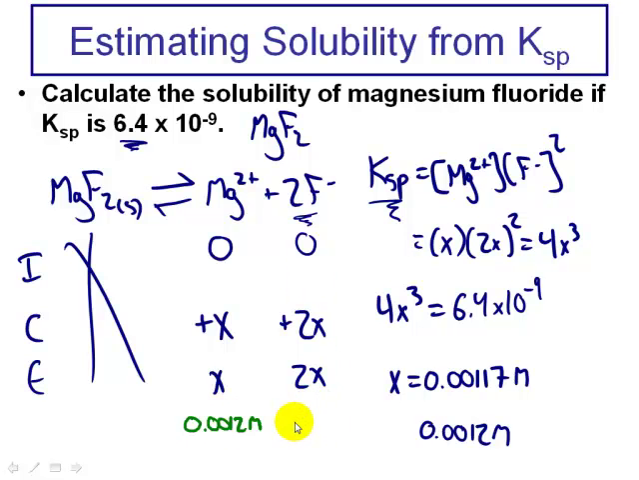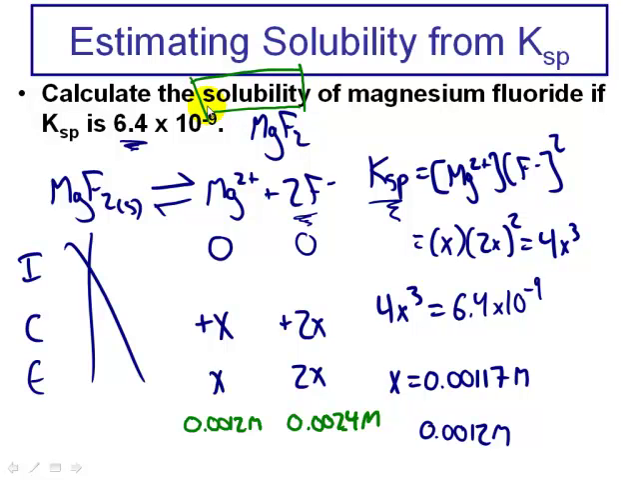and for fluoride, it's going to be 0.0024 molar, or moles per liter. Now, those are my ion concentrations at equilibrium, but that's not really what the question's asking, right? It's asking me to calculate the solubility of magnesium fluoride. And so we need to know what that is.